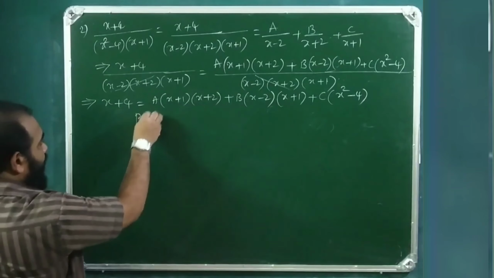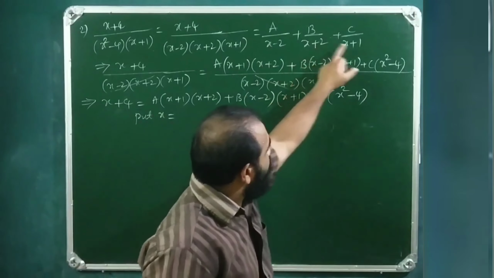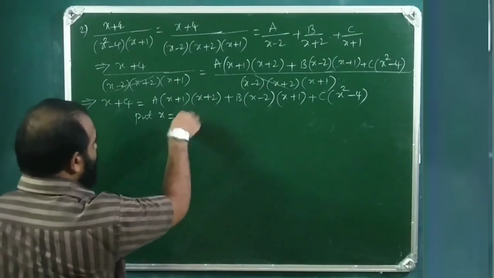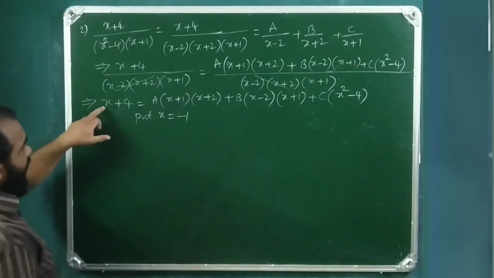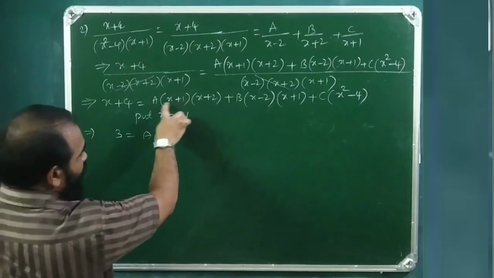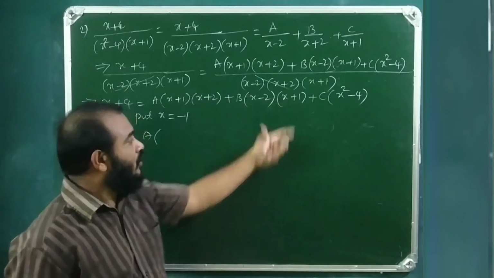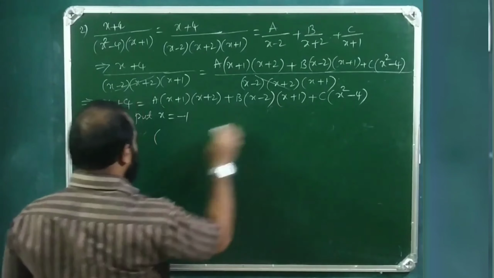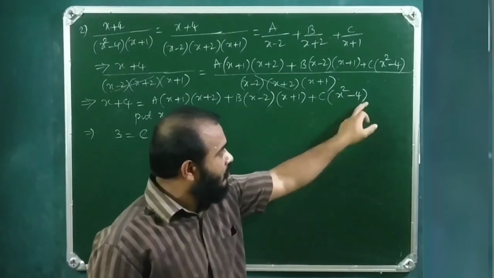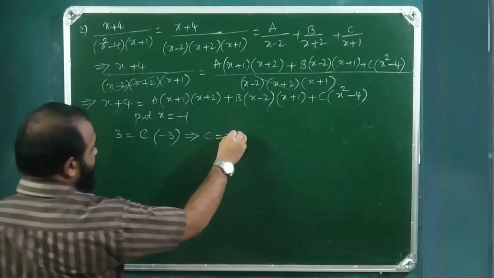Put x equals to 2, minus 1, minus 2 and 2 we are going to use. Put x equals to minus 1. Substitute here. Minus 1 plus 4, 3. So a into minus 1 plus 1, 0 into something, this is all 0. Here also if you substitute minus 1 plus 1, 0 into something, 0. So we will be left with the c only. So c into x square minus 1 whole square is plus 1. 1 minus 4 is minus 3. So this is c is equals to minus 1.